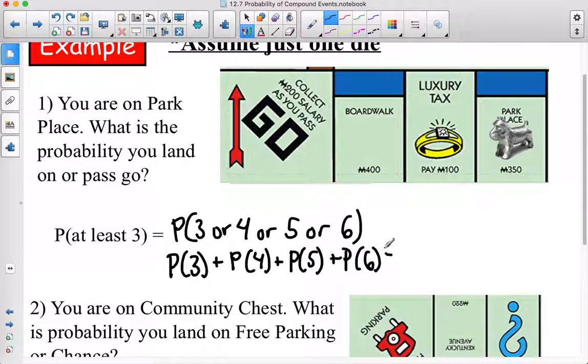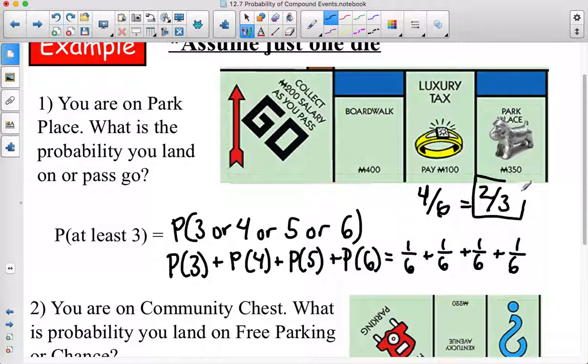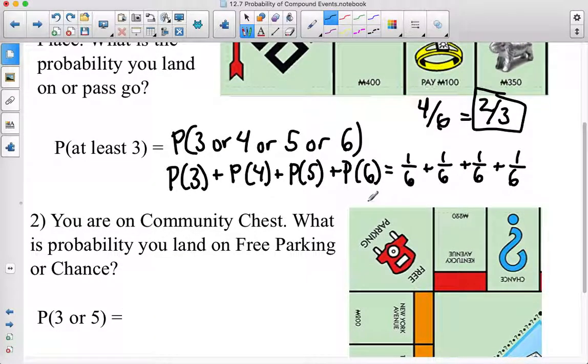Each one of those is a 1/6 chance. So I have 1/6 plus 1/6 plus 1/6 plus 1/6. If I add all of those up, I have 4/6, and 4/6 is 2/3. So I have a 66% chance of landing on or passing Go. This is because the events are mutually exclusive. We're using the word or. Or in probability implies addition.